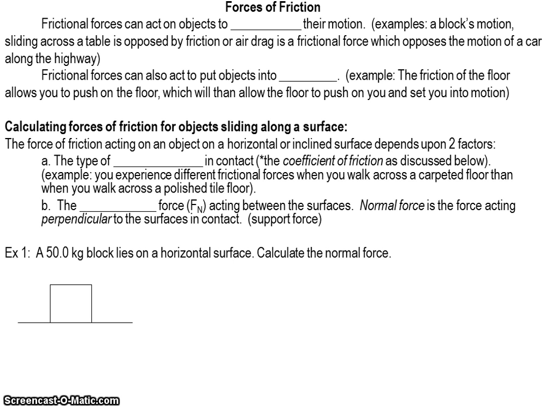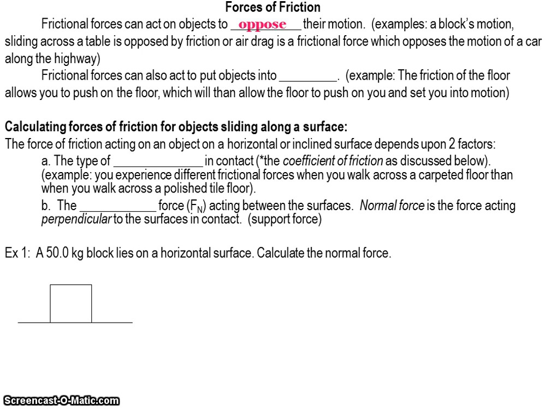A couple things about friction that we should know is one is that frictional forces act on objects to oppose their motion. So if we have a block that we're sliding across the table, friction is there to slow it down. Also, air resistance or air drag is a frictional force that opposes motion in planes and cars and when you're running, etc. Friction, though, isn't always bad.